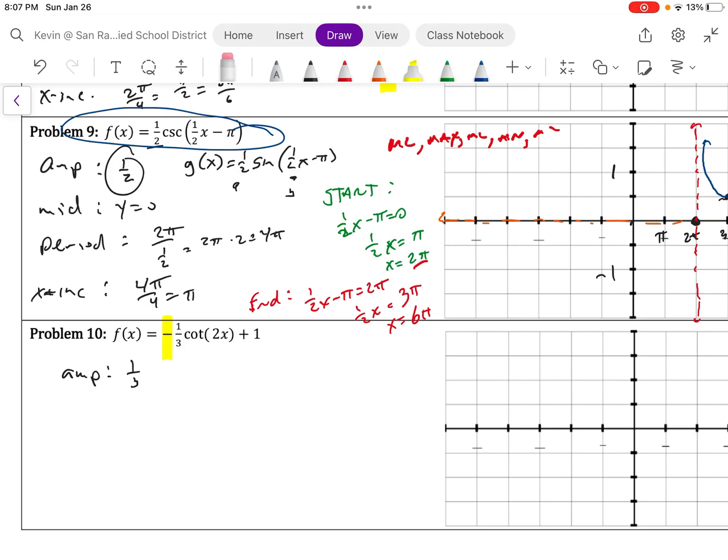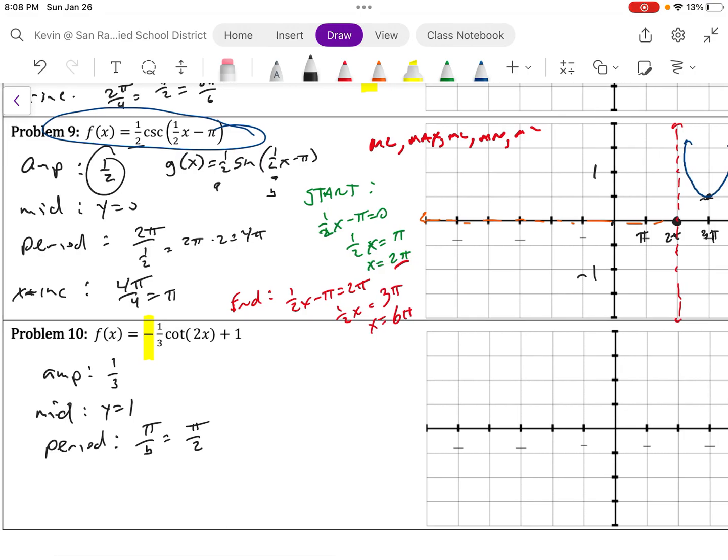So first of all, my amplitude is 1/3. I'm going to be really disappointed if somebody puts a negative amplitude, because that means they didn't pay attention to the notes and they didn't watch the videos. But the amplitude's the absolute value of whatever this is. All right, midline is y equals 1, and then my period, again, tangent and cotangent, it's pi divided by b, so it's going to be pi over 2.